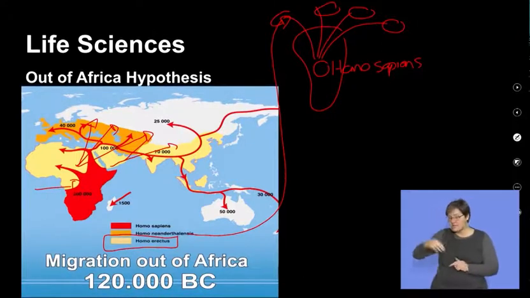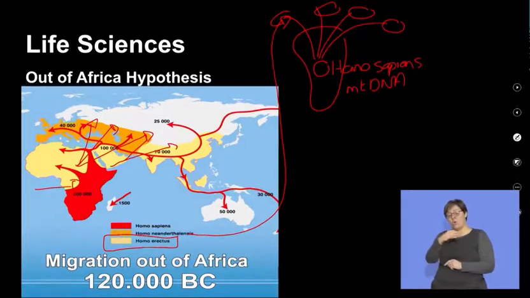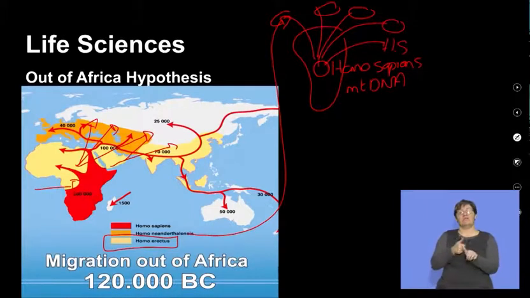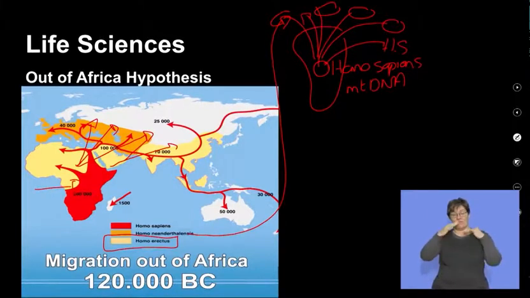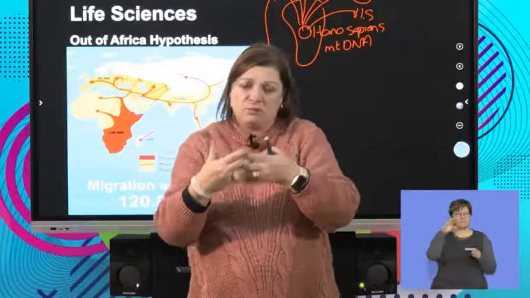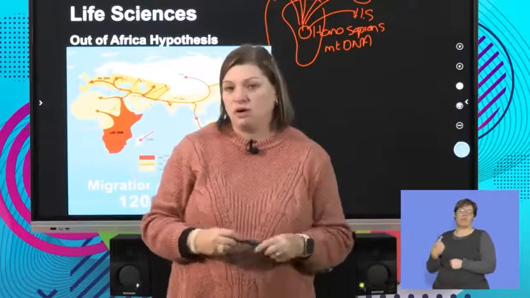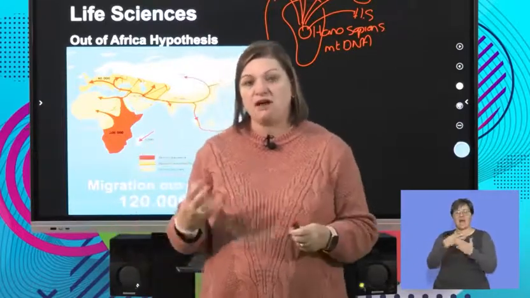Oldest artifacts and genetic evidence, mitochondrial DNA, mitochondrial Eve, as she's called. All of it points to the fact that Homo sapiens originated in Africa, and they then followed in a second wave. Basically what happens is they outcompeted. There was some interbreeding, but at the end, Homo sapiens, us, we're the only ones that survived. And that is the out of Africa hypothesis.